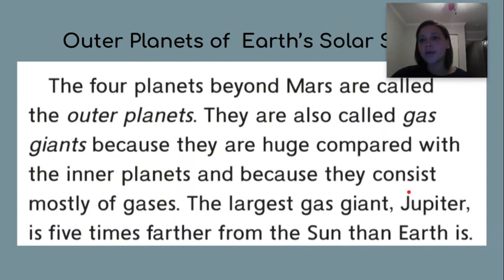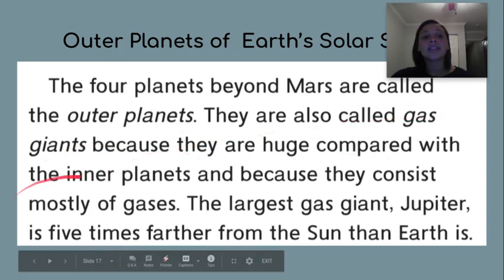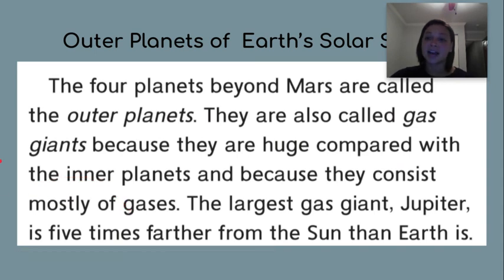There are 4 more planets we're going to talk about, and these 4 planets beyond Mars are called the outer planets. They are also called gas giants because they are huge compared with the inner planets and because they consist mostly of gases. The largest gas giant, Jupiter, is 5 times farther from the sun than Earth is. The inner planets are mostly made of rocks. The outer planets are mostly made out of gases. That's why they are also called the gas giants, and they call them giants because of their size compared to the inner planets.